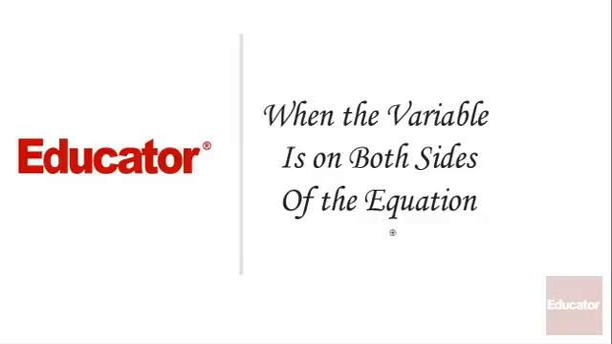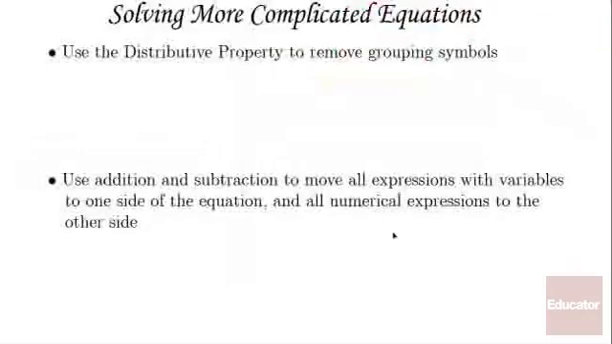So far we've talked about isolating a variable, but in all the examples we've done, the variable was only on one side of the equation and we had to move around numerals to isolate the variable. This time we're going to see situations where the variable is on both sides.